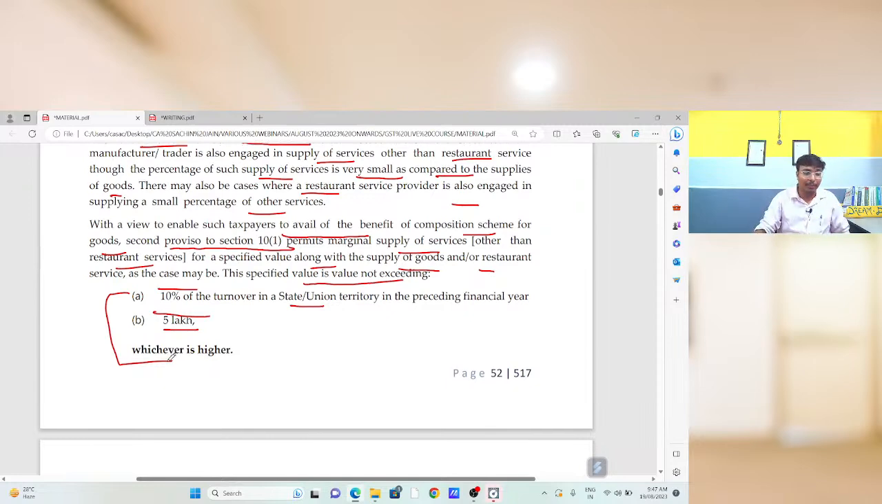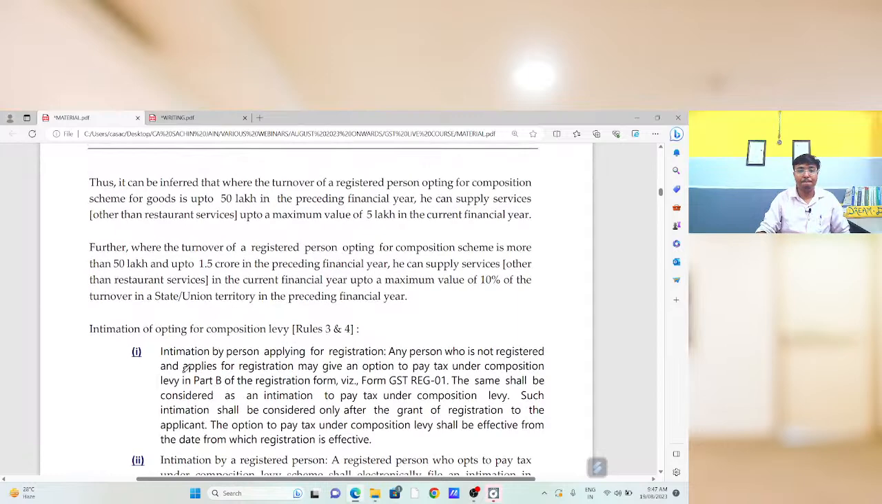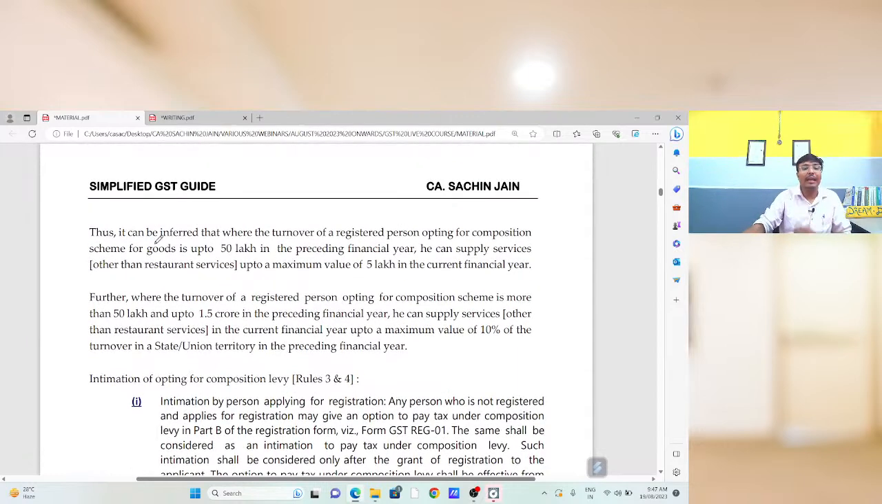That is the concept. Just take one example: if I am going to make the supply of goods up to 50 lakh rupees in the preceding financial year, in that case I can make the supply of services of a maximum value of 5 lakh rupees and I can take the benefit of composition scheme.